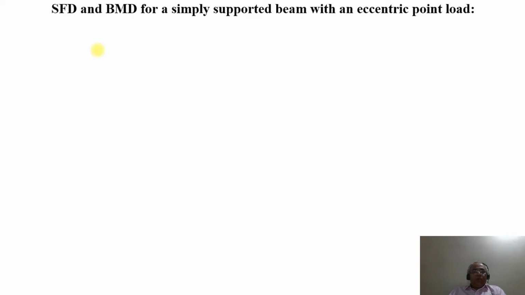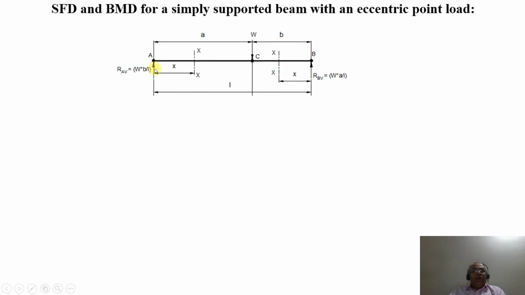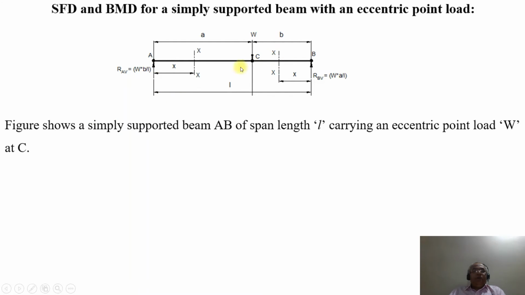Now we're going to take up one more analysis on the simply supported beam, with an eccentric loading. So, SFD and BMD for a simply supported beam with an eccentric point load. Here we have a simply supported beam AB of span length L carrying an eccentric load W at the point C.